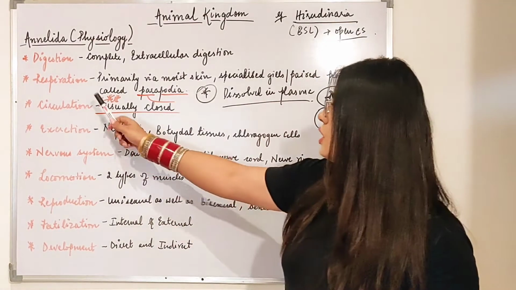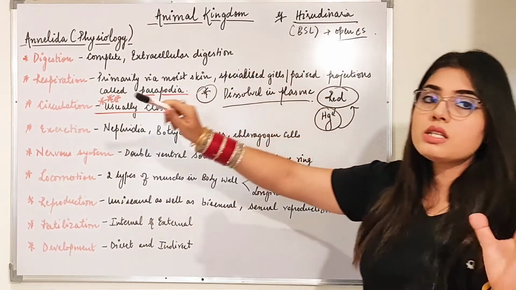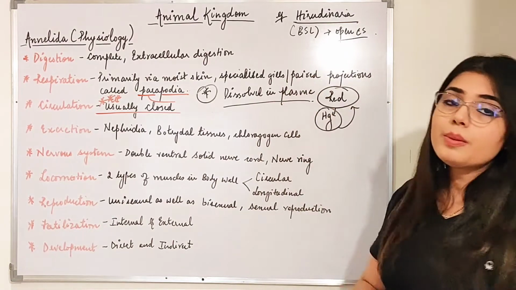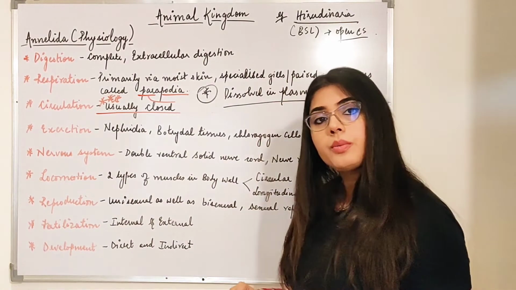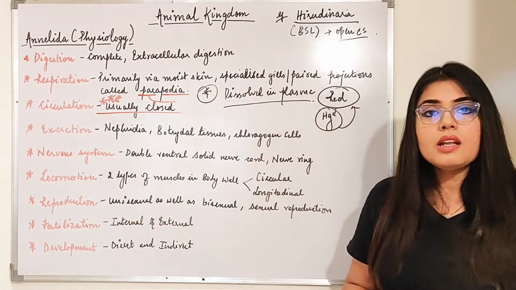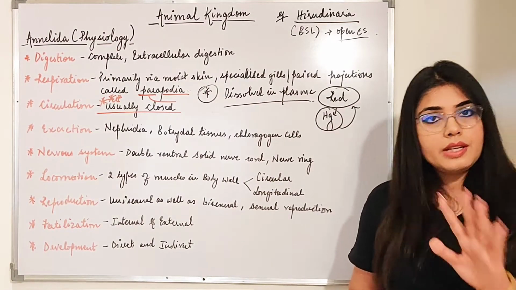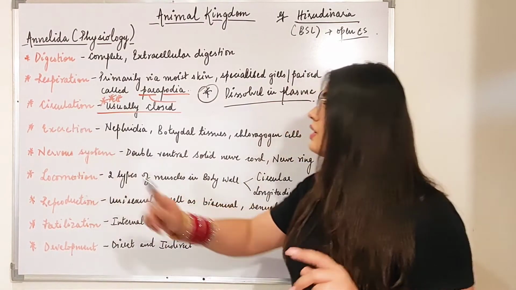Fine. So for circulation, the important point is that it is usually closed, but Hirudinaria, the blood sucking leech, has an open circulatory system. It has hemoglobin, which gives the red pigment, and hemoglobin is dissolved in plasma. It is not in RBCs. Done. Now next is excretion, beta.